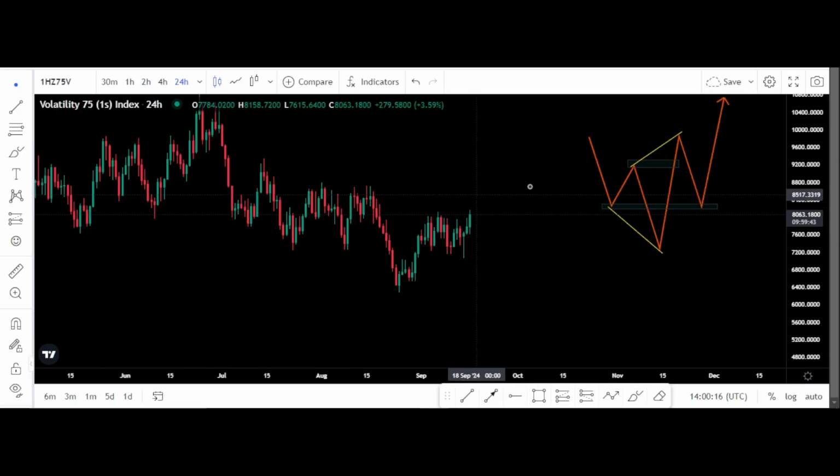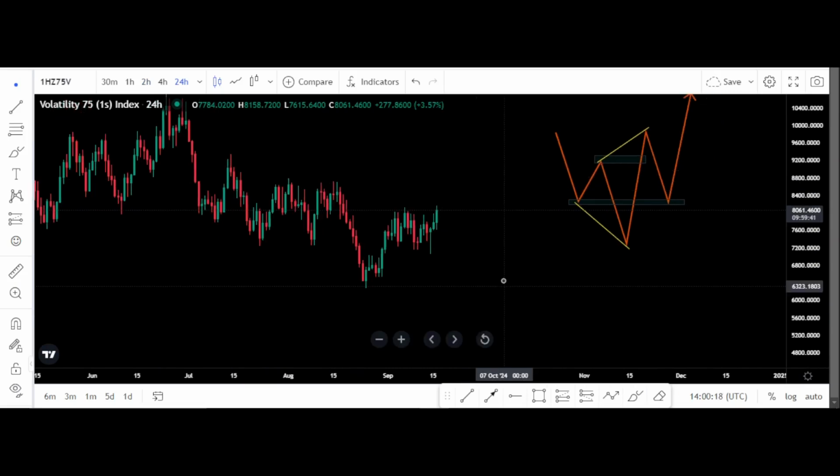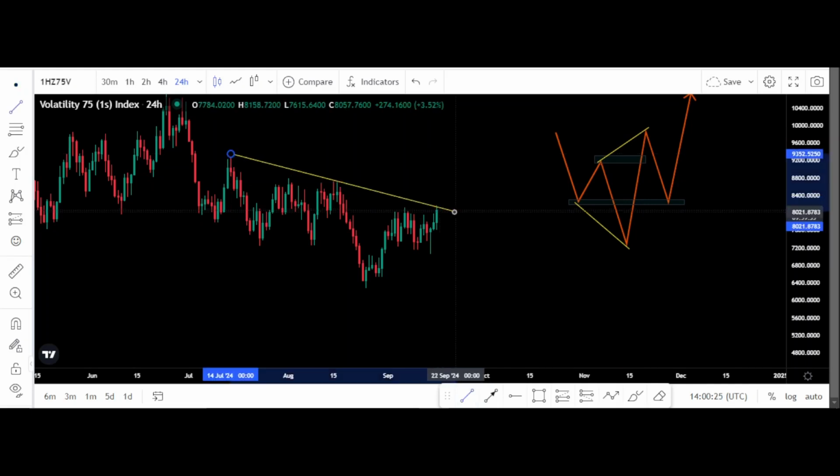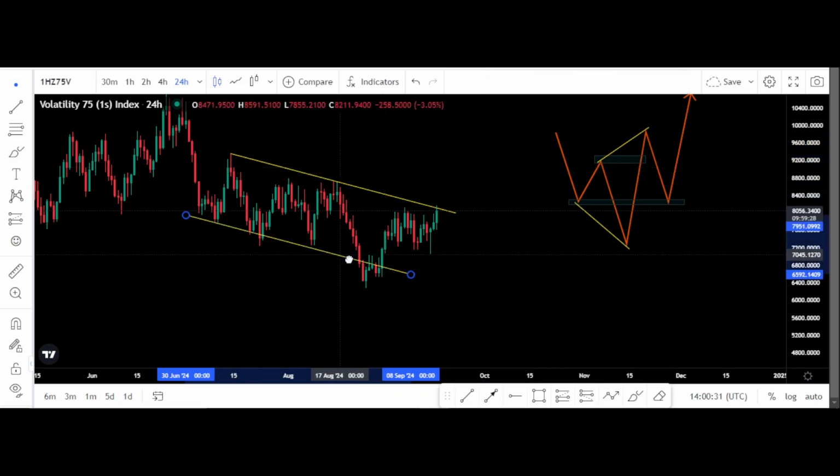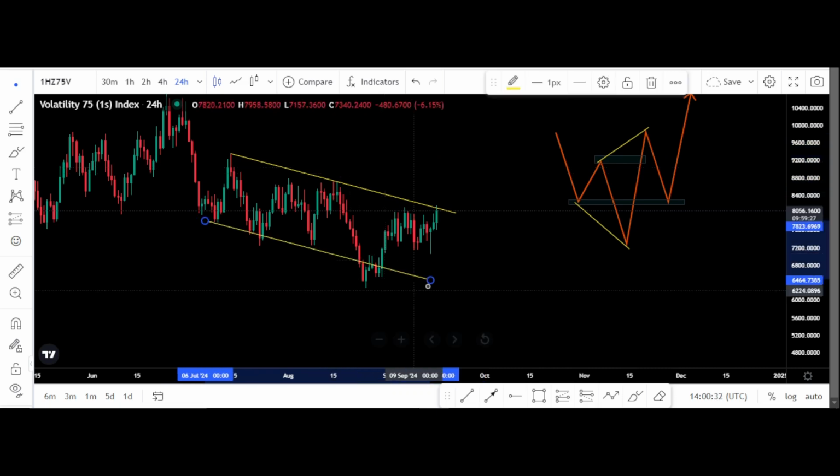So this is what we are looking for. The first thing we want to do is identify the market structure. You can see here that we are on a clean downtrend, a very clear market over there. So that's a clear downtrend. You can see that we are on a downtrend.